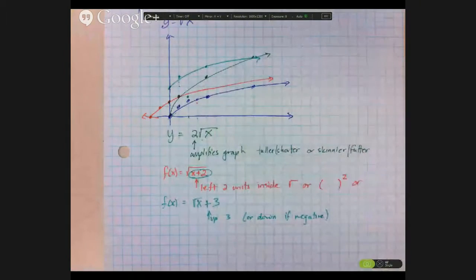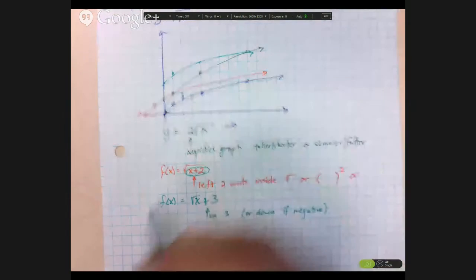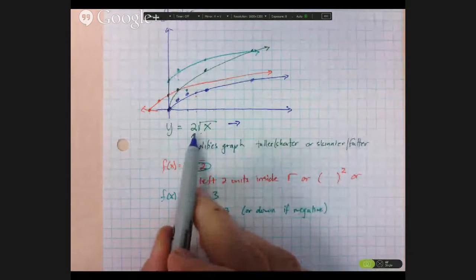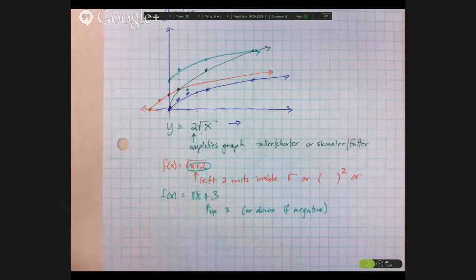Okay. So it just takes the parent graph and shifts it up. What if I did a negative on that front? So let's just make sure that's good. What happens if I make that 2 a negative?